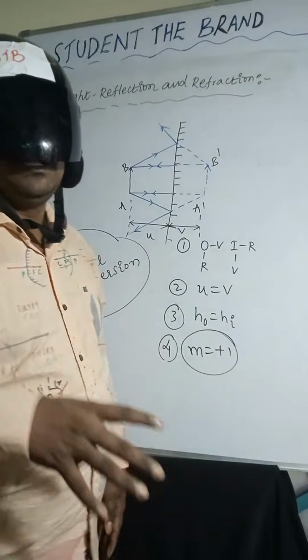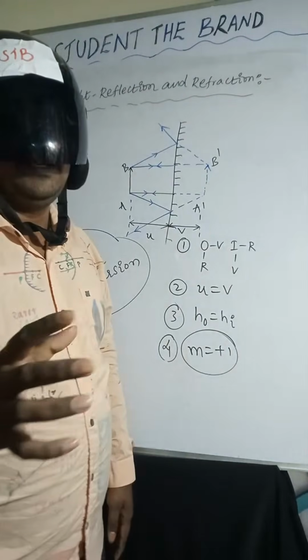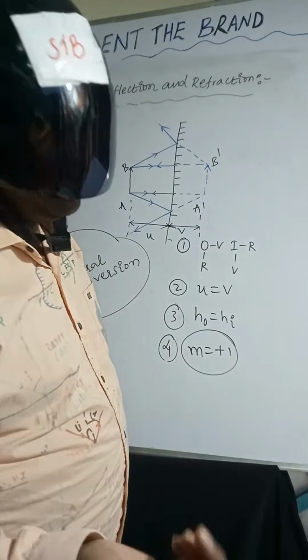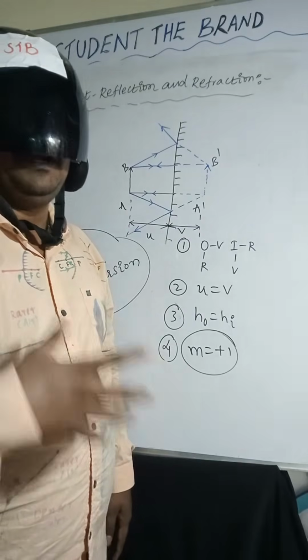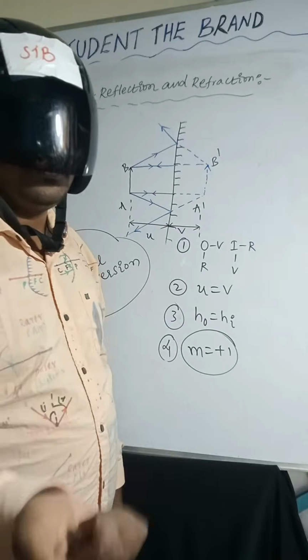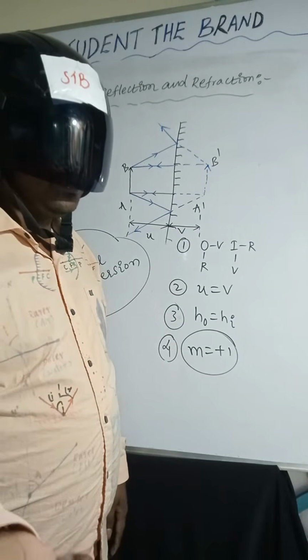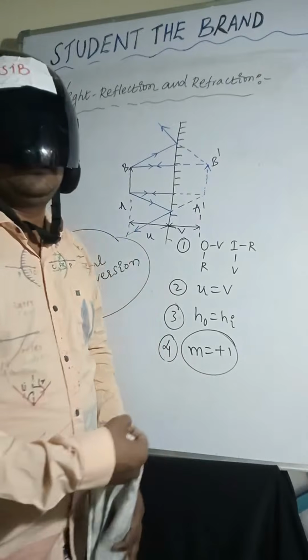Now we will discuss spherical mirrors. The mirror which is in the form of a curved shape is called a spherical mirror. Depending on the reflection of light, there are two types of spherical mirrors: concave mirror and convex mirror.